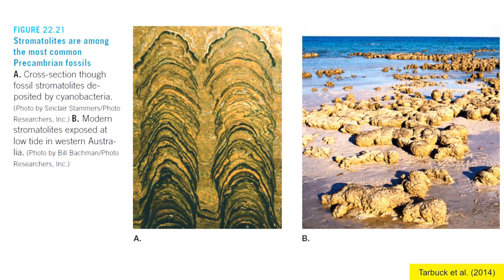These images show us the stromatolites, and they are the most common Precambrian fossils. So, embedded and fossilized within these stromatolites are cyanobacteria, what we know as one of the oldest organisms on our planet. Okay, and these modern stromatolites are exposed and can be seen in Western Australia.